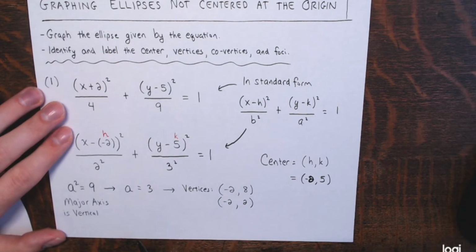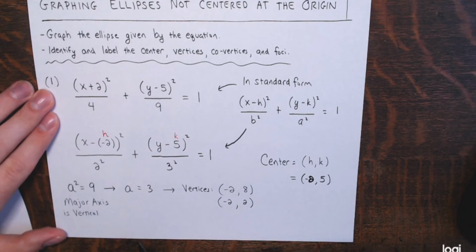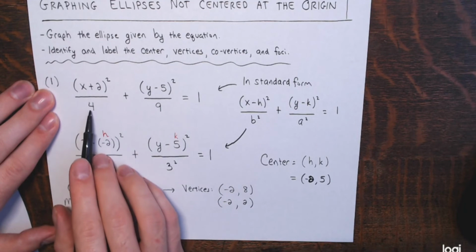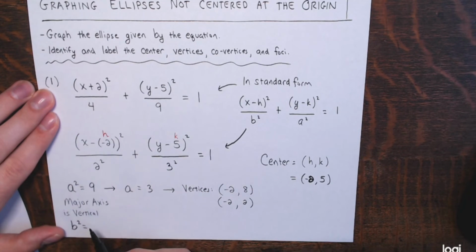Alright, then to find those co-vertices, right, the ends of the minor axis, I need the value of b. Now b squared is the smaller of the two denominators in standard form. B squared is 4. So that means b is 2. Right, we saw 2 squared. And then I can use this to find the co-vertices. And a good way to think about it is, this is under the x, so I'm just going to add and subtract 2 to the x coordinate of the center.